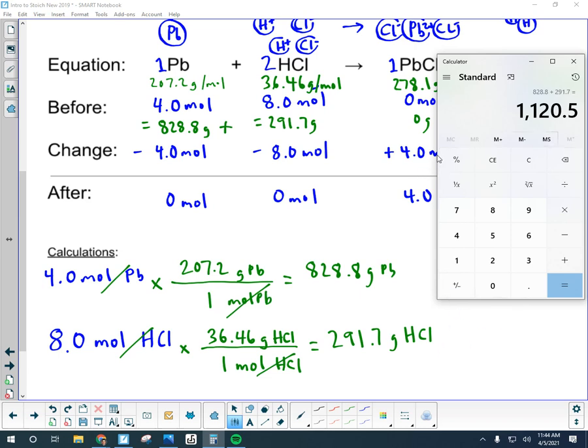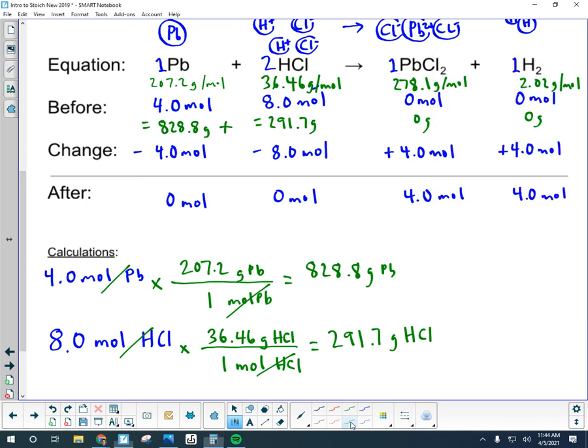1,120.5. And remember, when you add, paying attention here, we want to keep the decimal place when we add. So when you add them up, thinking about significant figures, you don't lose any decimal places. So I'm going to jot that here. 1,120.5 grams. And that is the total mass that's reacting. It's the total mass of reactant before anything happens.